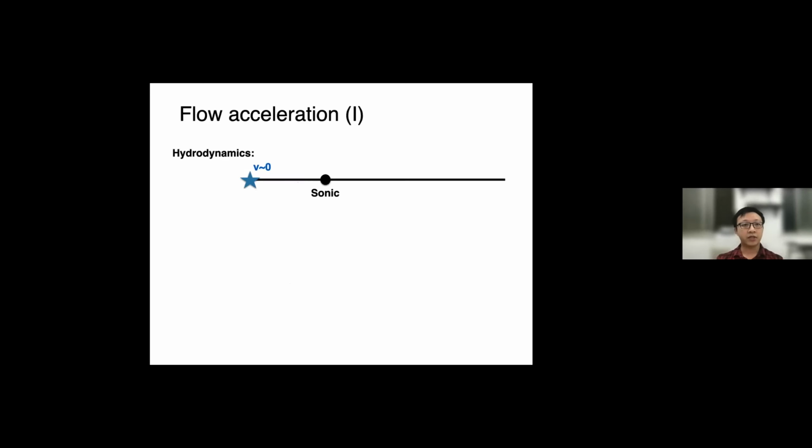So to start with, let's take a look at the jet accelerator. Consider a hydrodynamic flow. If we accelerate a hydrodynamic flow starting from negligible initial velocity, then with its increasing velocity, it will eventually pass a characteristic point called the sonic point and become supersonic.